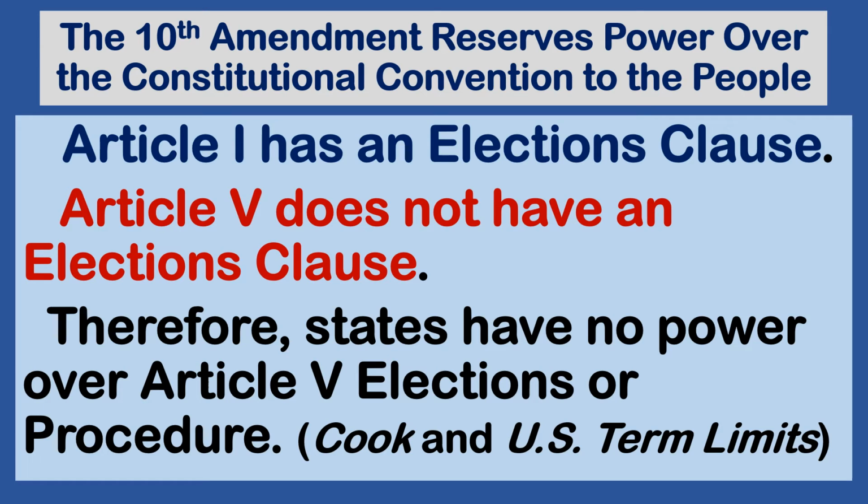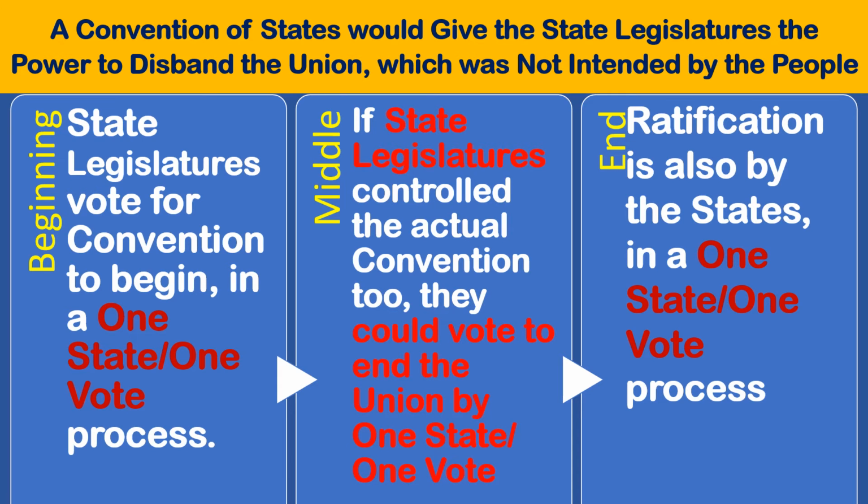Article 1 has an Elections Clause. Article 5 does not have an Elections Clause. Therefore, the state legislatures have no power over the Article 5 elections or the procedure. A convention of the states would give the state legislatures the power to disband the Union, which was not intended by the people. If you look at the Article 5 convention process as having three stages, a beginning, a middle, and an end, we know that the beginning starts in a one state, one vote process, not democratic, in order for the state legislatures to vote for the convention to begin.